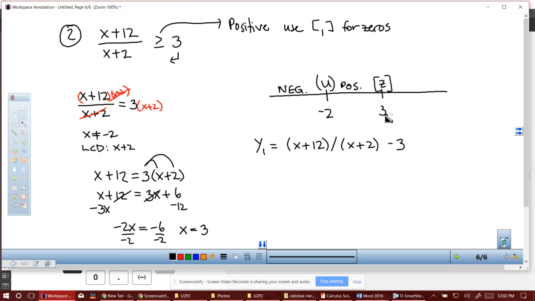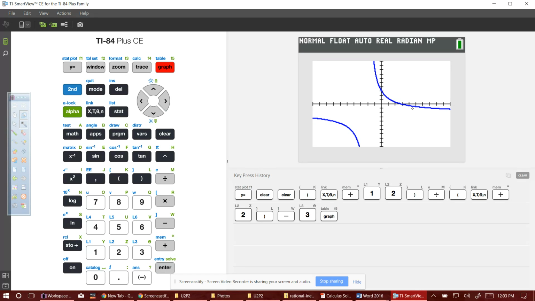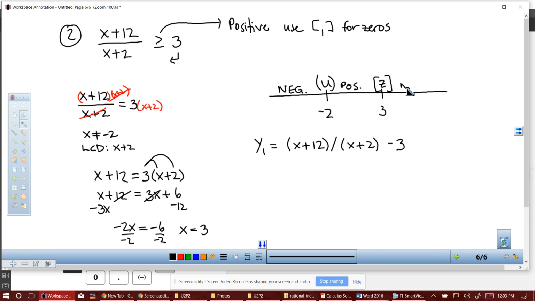Then from 3, I go back to the graph and look at 3, and from 3 on, the graph is negative because it's below the x-axis. Remember, when I'm talking about positive and negative, above the x-axis is positive, below the x-axis is negative. So I'll mark my last interval here as negative, from 3 to positive infinity, and that first one was from negative infinity.